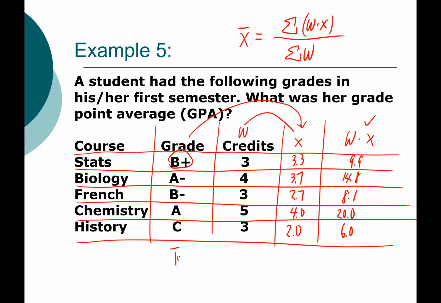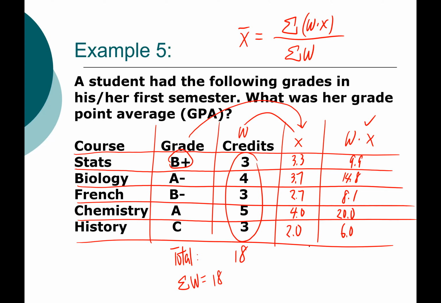Total credit. We sum up all this credit. It's 7, 10, 15, 18. So total credit is 18. So that means summation of W is 18. Total weight is 18 credit.